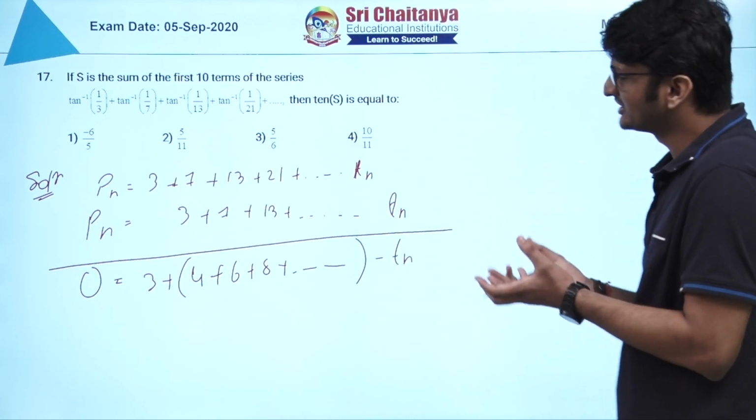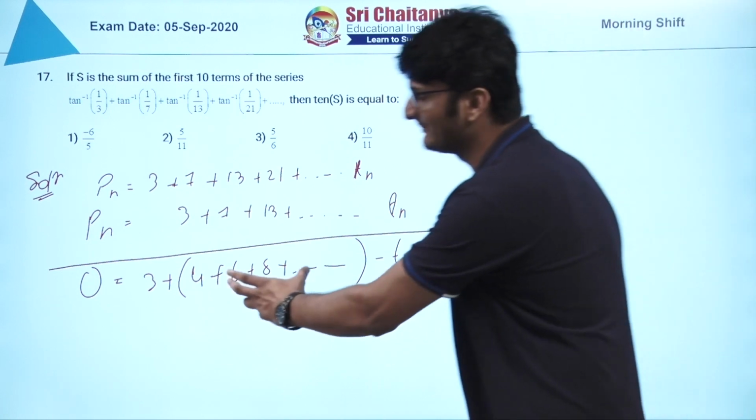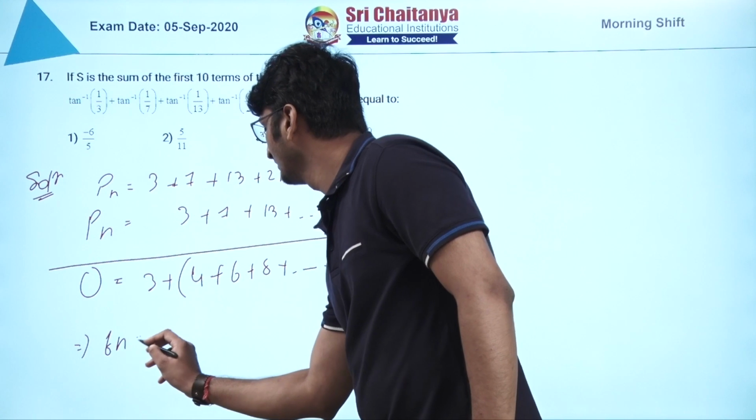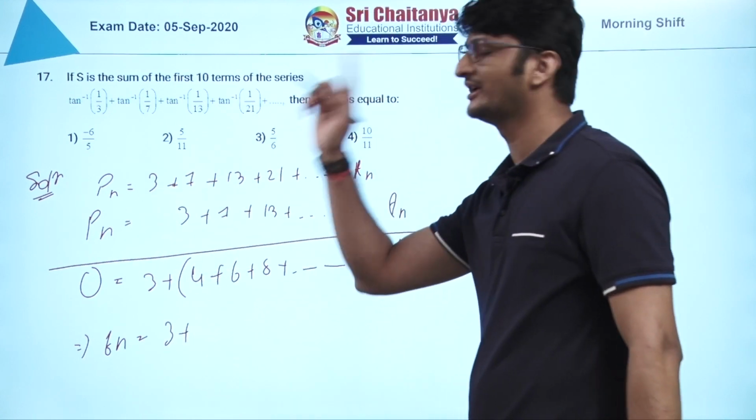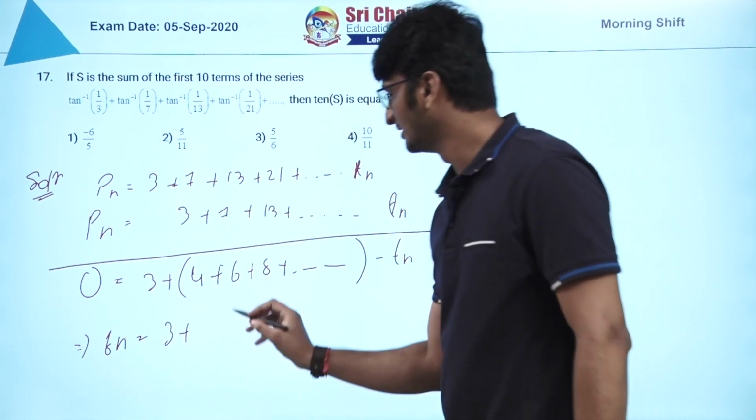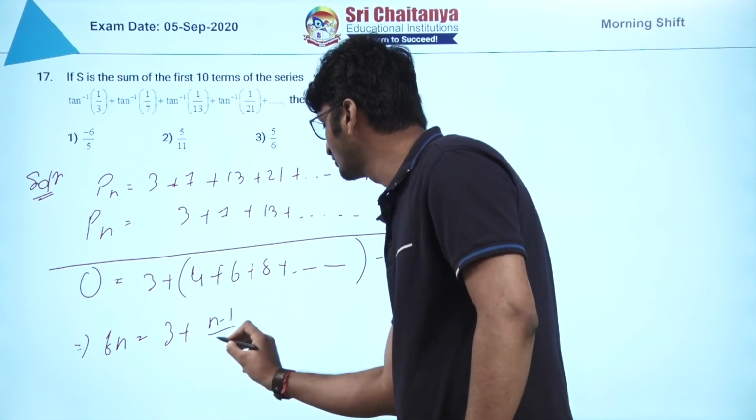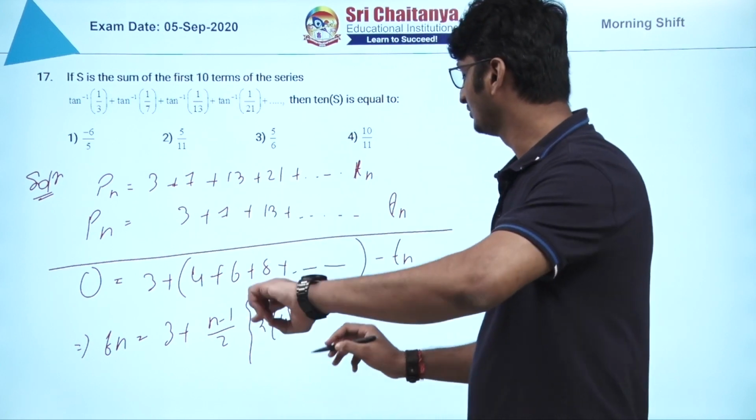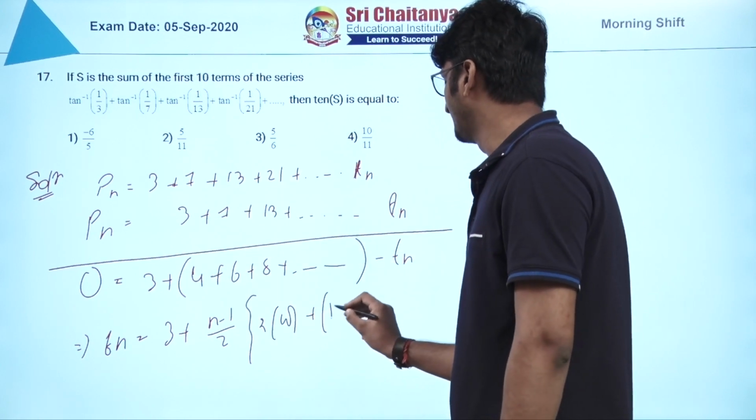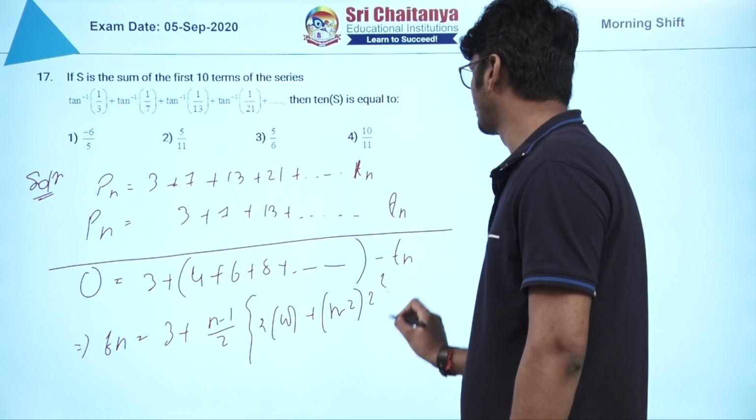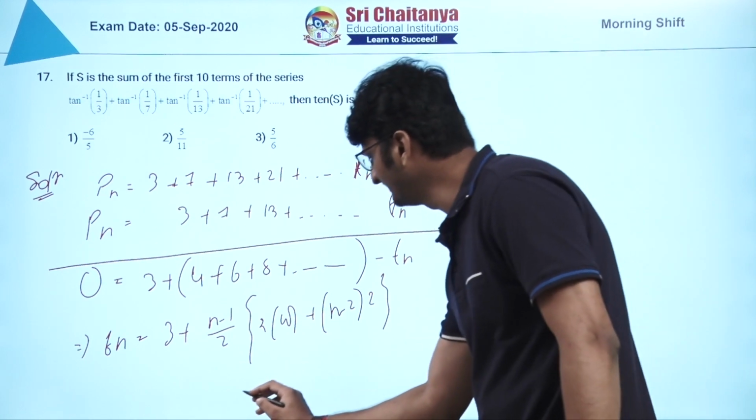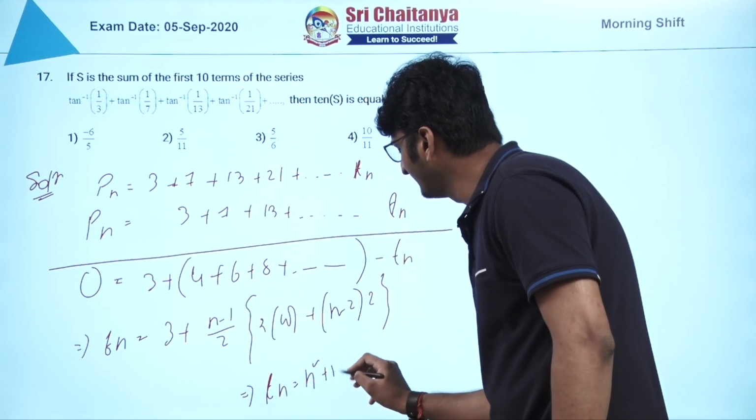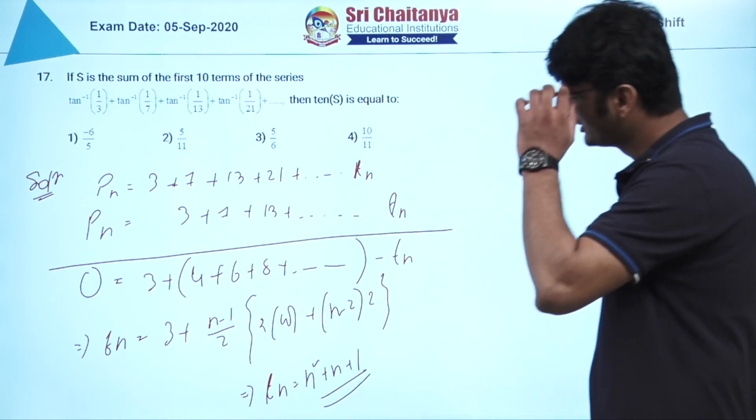Can you tell me how many terms are there in this bracket? Obviously there are n minus 1 terms in the bracket. So let me write it again, Tn will be equal to 3 plus, the number of terms is n minus 1 which are in AP. Let us put the formula of AP, n minus 1 by 2, twice of A, 4, plus n minus 1 minus 1, so it will become n minus 2, the common difference is 2. Simplifying, we are getting Tn as n square plus n plus 1.